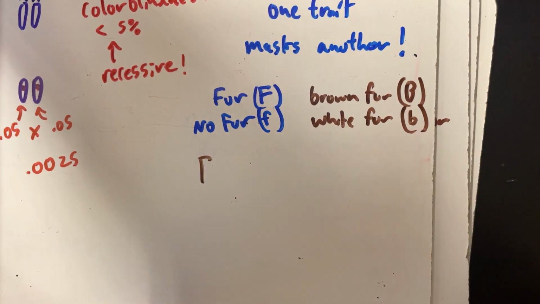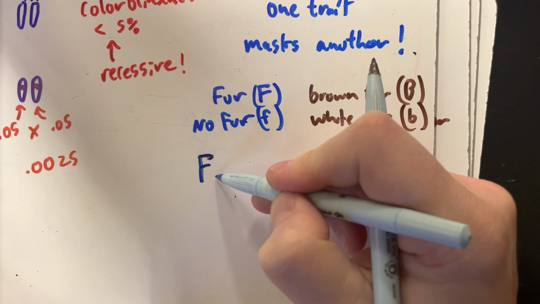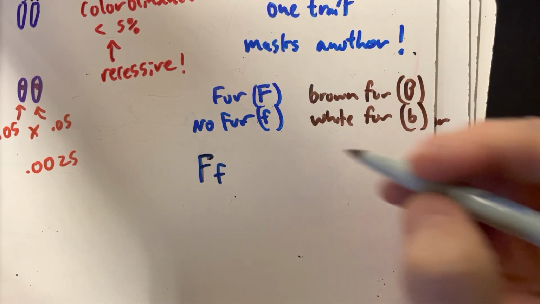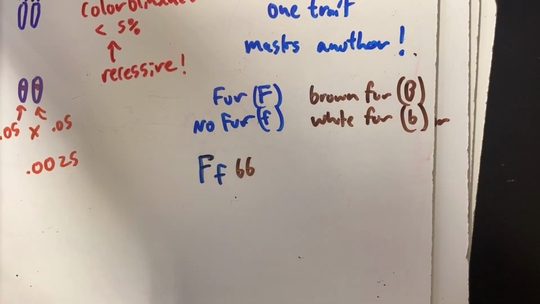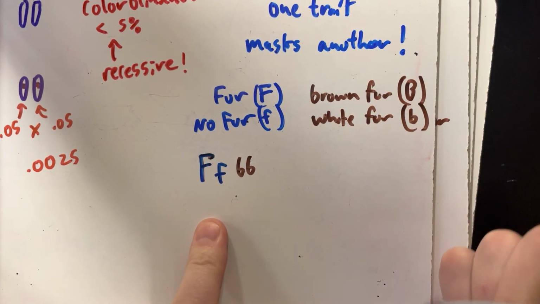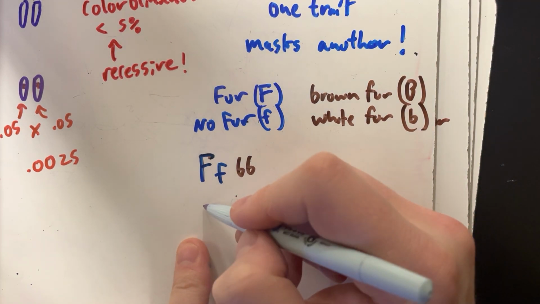Well, if you were, I think I swap colors. If you were a big F, little f, little b, what would you look like? Would you have fur? Yeah. What color would it be? White.